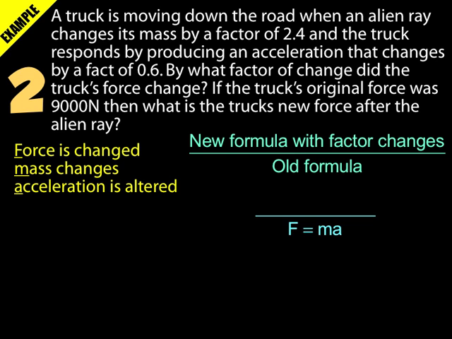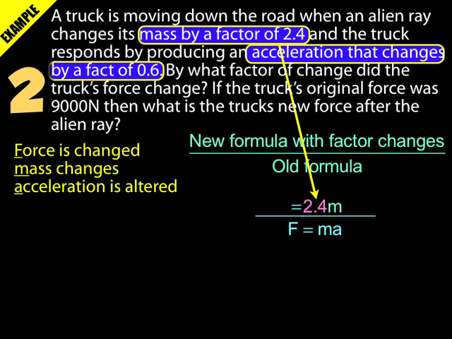Because I have force, mass, and acceleration that are involved in the problem. In the numerator, if I look at it, I know the mass changed by a factor of 2.4. And if I read through the problem, I can also see that the acceleration changed by a factor of 0.6. And I want to know what happened to the force. So like variables divide out, so the F's divide out, the m's divide out, and the a's divide out.